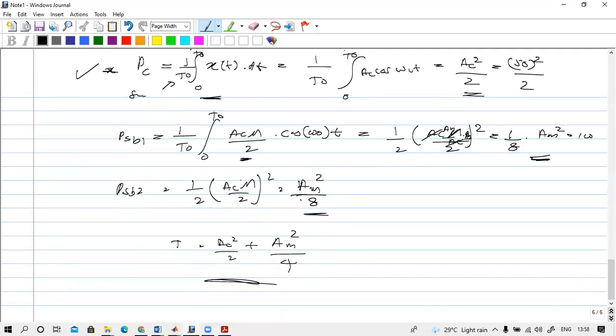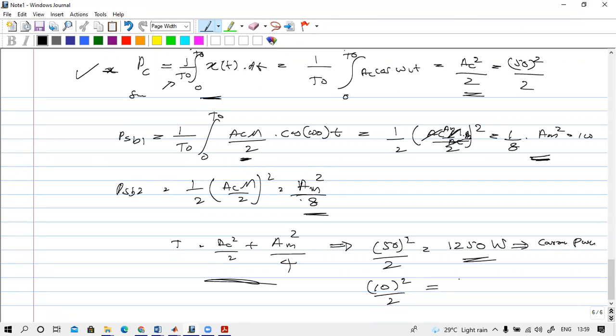Another important point you can note here. What is the carrier power here? The carrier power is 50 squared by 2, that means 1250 watt. This is the carrier signal power. What is the sideband power? AM is 10, no? AM is 10, 10 squared by 2. So we get 50 watt. This is the sideband power.